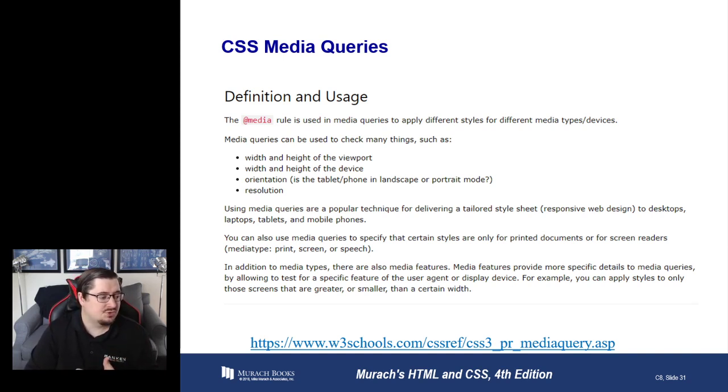It can be used to check for a bunch of different things about the device, or what kind of device it is. So we can do things like check, is the width of the device within a certain range? Is the width of the viewport bigger or smaller than this, both in terms of height and width? I can also check the actual dimensions of the device itself. So I can check the size of the viewport. I can check the size of the device. I can look at the orientation of the device. Is it landscape or portrait, as well as the resolution.